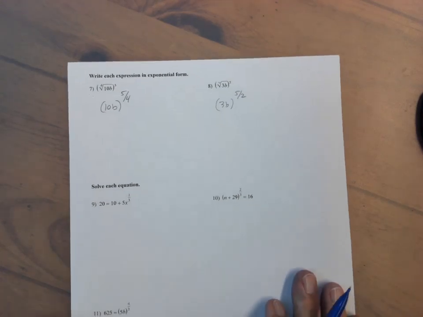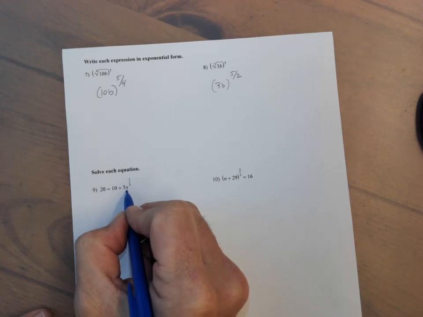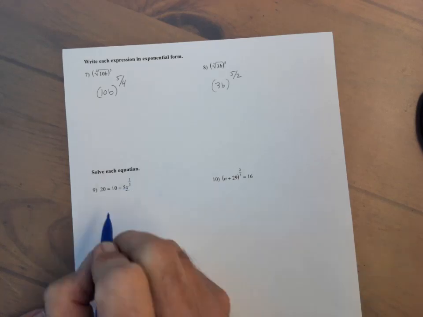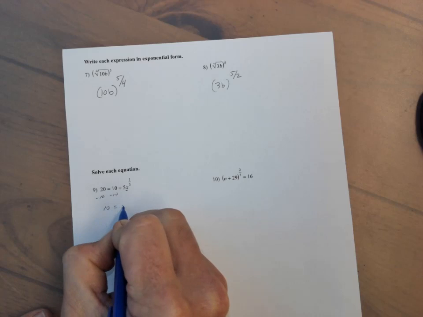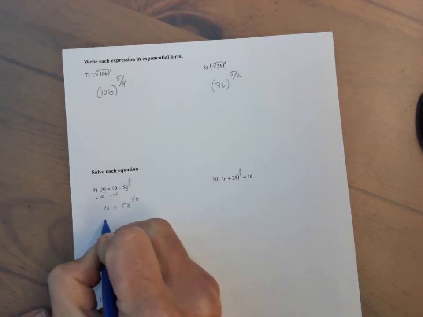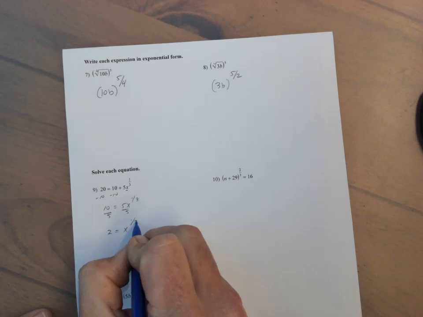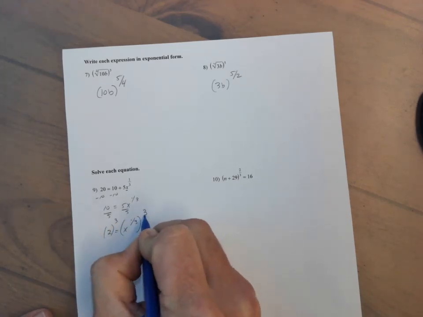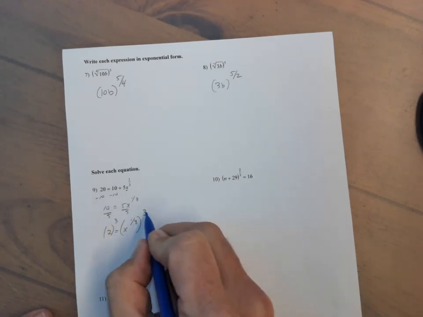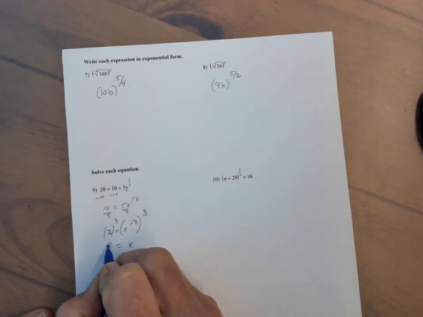Okay, and finally we have a couple of equations to solve. Just like most other equations, we're going to isolate the variable. We're going to subtract 10, divide by 5. Now to undo the cube root, we're going to cube both sides. Again, notice power raised to a power, 1/3 times 3, there's x to the 1st, and 2 cubed is 8.